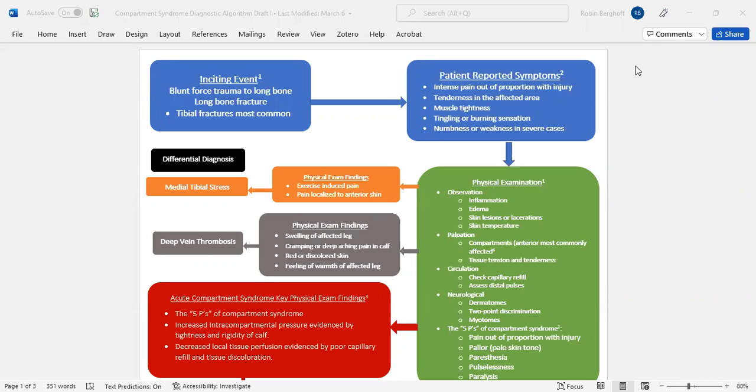We are going to be talking about our diagnostic algorithm for acute compartment syndrome and how to use this flowchart in practice.